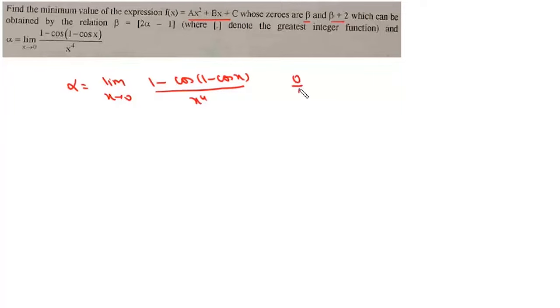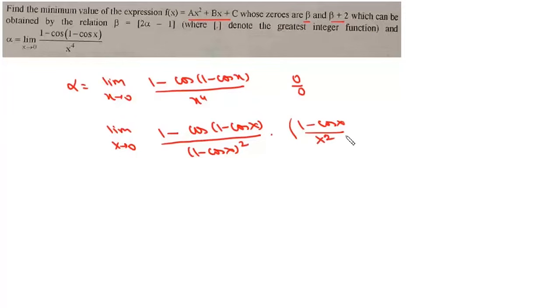Now this is 0 upon 0 form. Now we have this standard limit 1 minus cos x upon x square. If we put x as 0, 1 minus cos x is 0. So we can write this as limit x tends to 0, 1 minus cos x upon 1 minus cos x whole square, into 1 minus cos x upon x square whole square. Now this is standard limit, this is 1 by 2, and this is also standard limit, which is also 1 by 2. So value of alpha is 1 by 8.